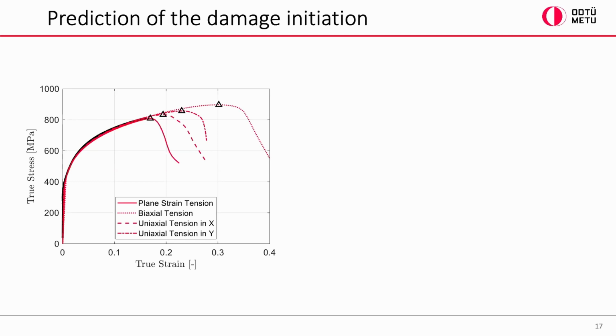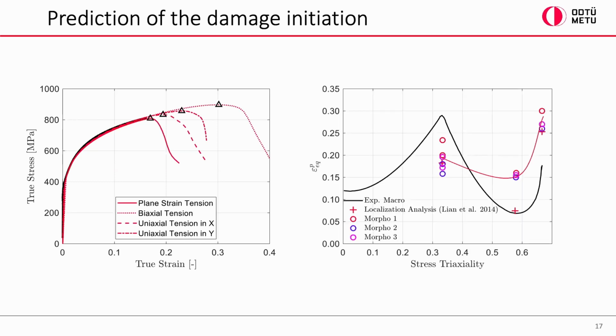What I do here is I plot the true stress strain curves for all the different stress states, as an example for the first morphology, and I'm extracting the data where the stress starts to drop and the damage initiates. I'm comparing this to the macroscopic damage initiation locus, which is the black curve here. All the circles are from the microscopic analysis for 3 morphologies. Overall, we can see that the shape of the locus is more or less predicted.